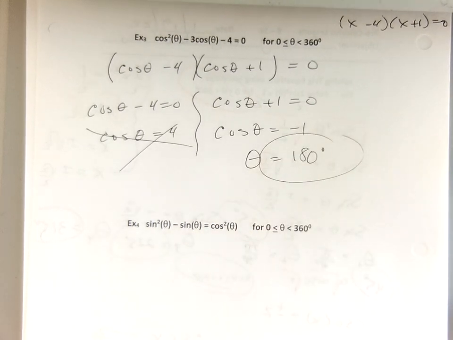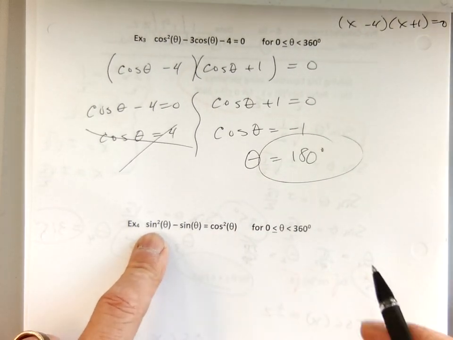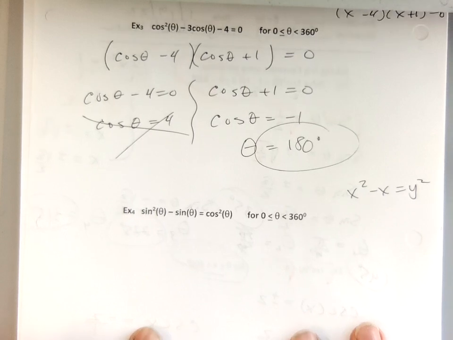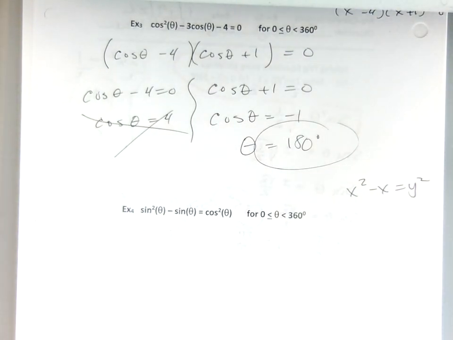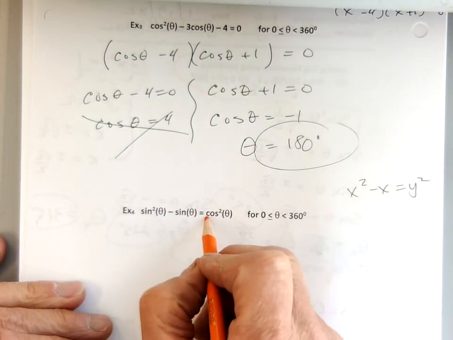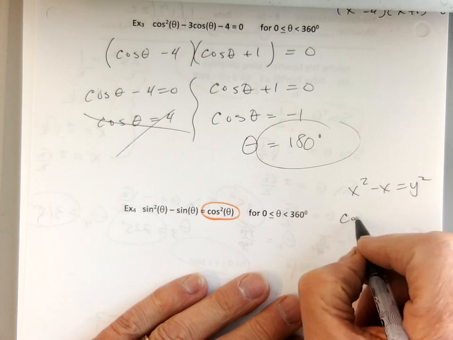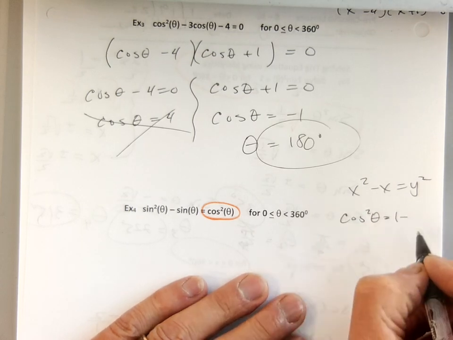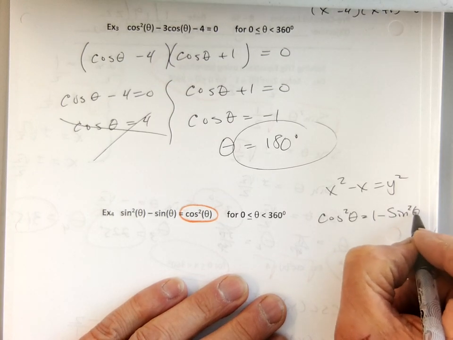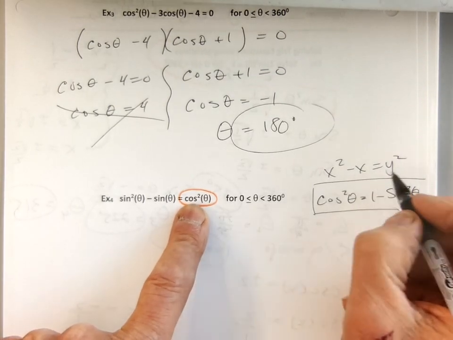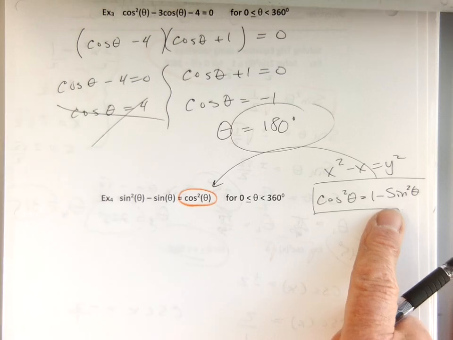Now, here's the dilemma with example 4. In a sense, you have x's and y's. You cannot solve for x or y when you have both. You can't. So what I'm going to do is change cosine into sine. So the trick I'm going to do is change cosine into sine. Here's the identity I know. We know that cosine squared of theta is equal to 1 minus sine squared. Okay, that's an identity we have. So we're going to change this cosine squared so everything's in terms of the same variable.